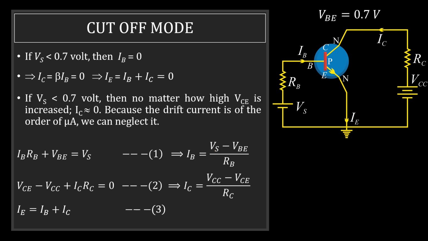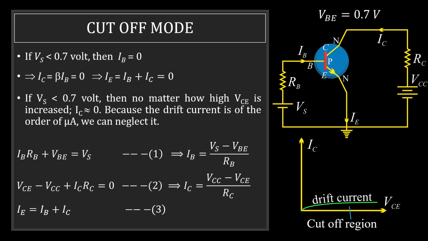But theoretically, we may plot the graph as shown. Now you can see the graph. In this graph, I am increasing VCE to a very large value, and still there is some drift current, which is of the order of microamperes only. Therefore, this region is called the cutoff region. We can see IC is almost 0 here.